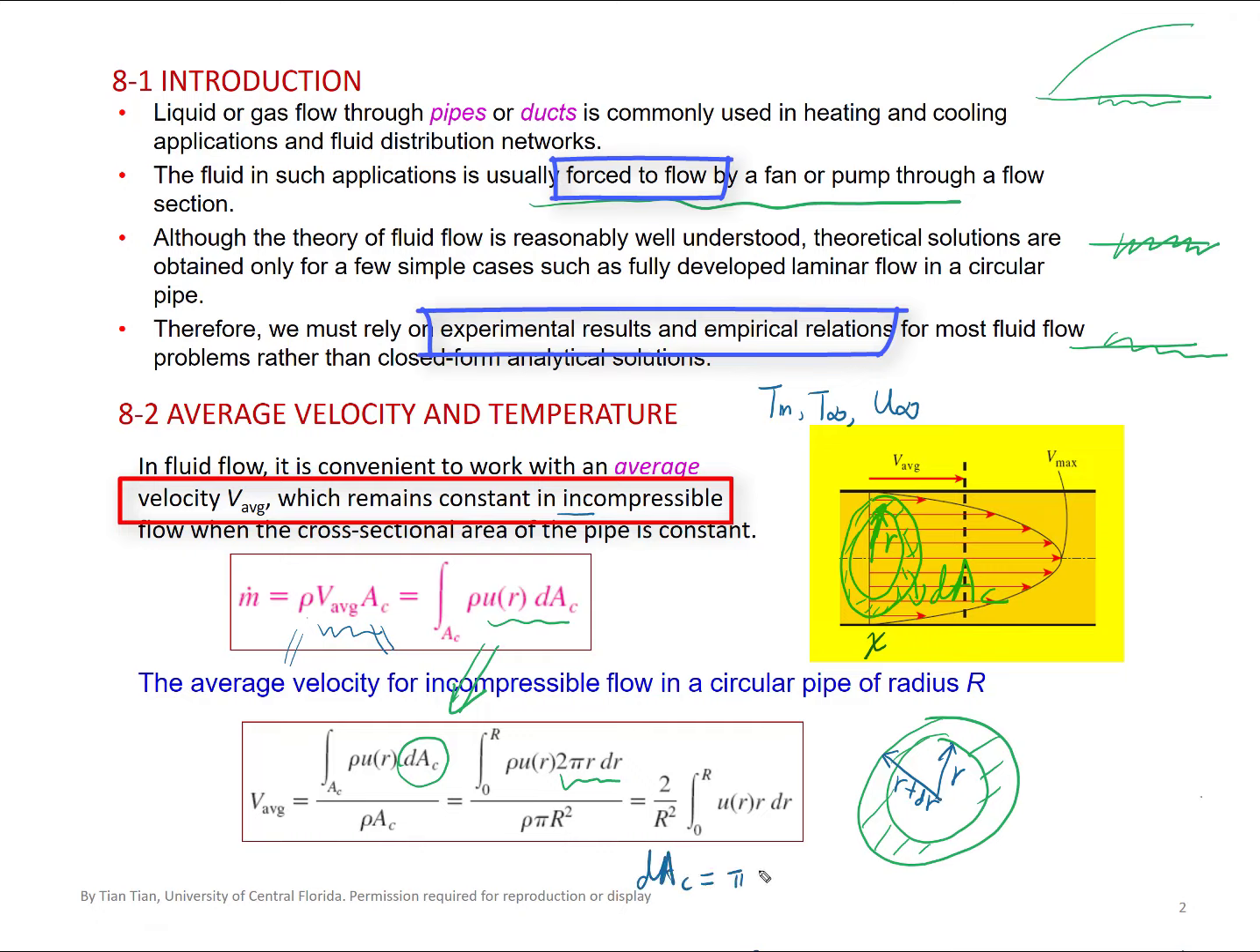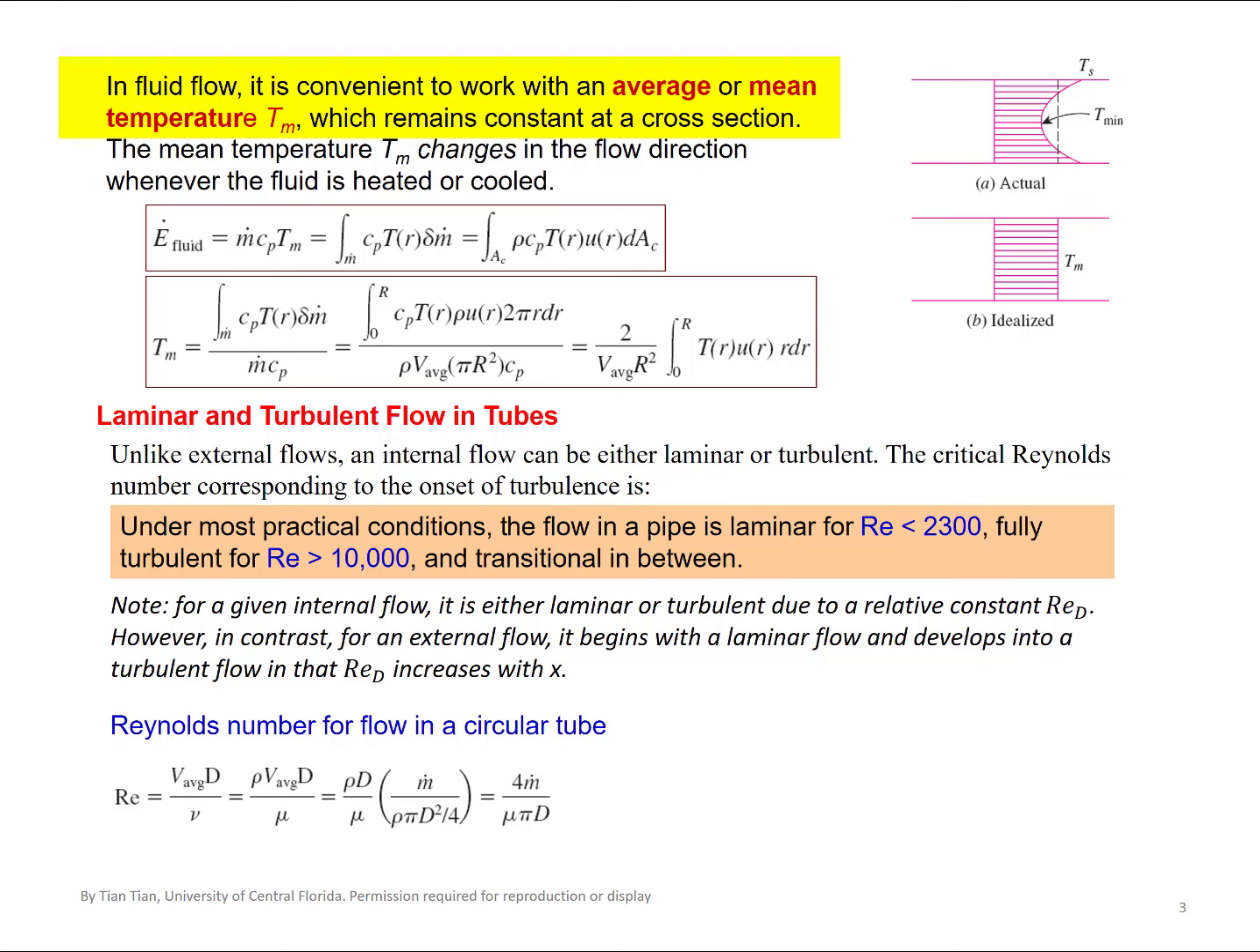So pi r squared and pi r squared cancel out. And we know dr is infinitesimal, so dr squared would be even smaller. For example, if dr is 0.1, dr squared is 0.01. So we ignore dr squared, and this is 2 pi r dr. Then we take the constant 2 over r squared out of the integral. We have this. Again, in external flow, we worked with the film temperature and the free stream temperature.